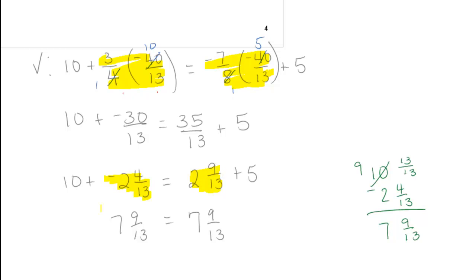And now I have to add a positive and a negative over here on the left hand side, which I did over to the side to show you borrowing. And I do end up with 7 and 9/13 equals 7 and 9/13, so my answer is right.